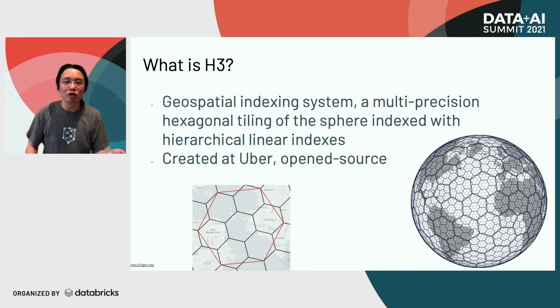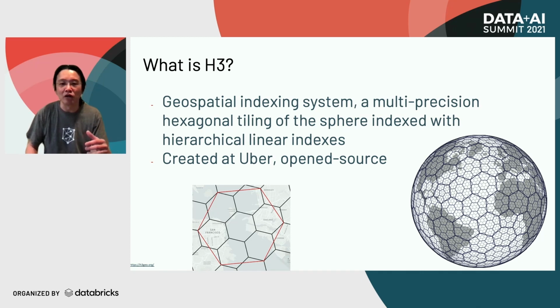But this is not the only form of indexing, and a common strategy is using something like H3. What is H3? H3 is a system that was created at Uber a couple of years ago. It's open source. It is a hierarchical hexagonal tiling system. The idea is as follows.